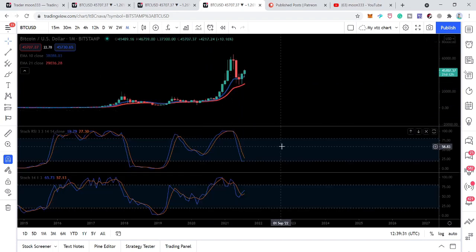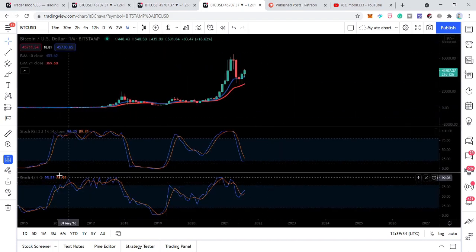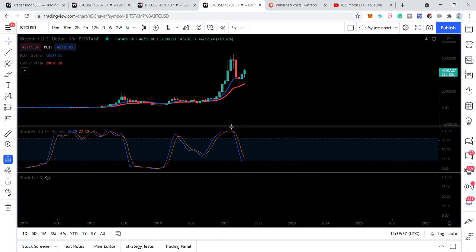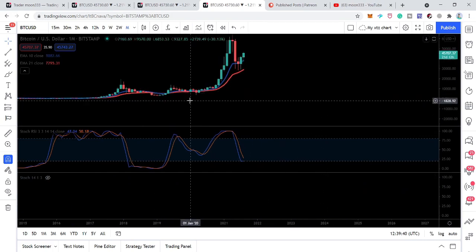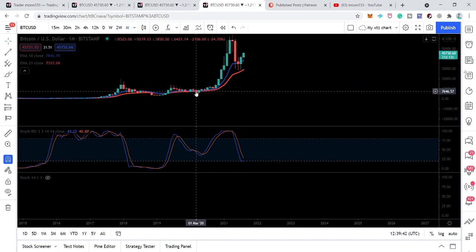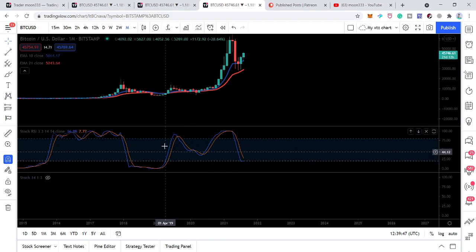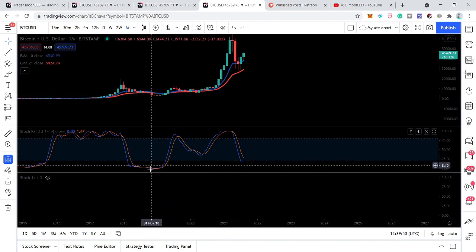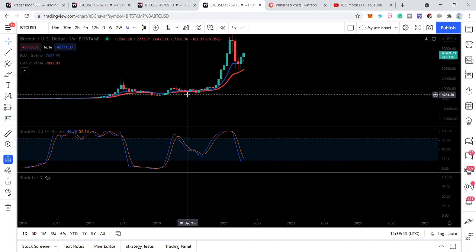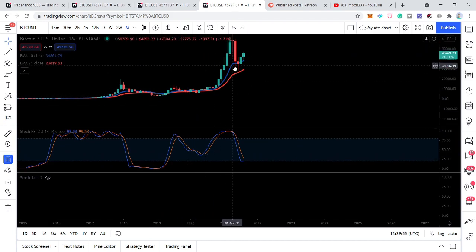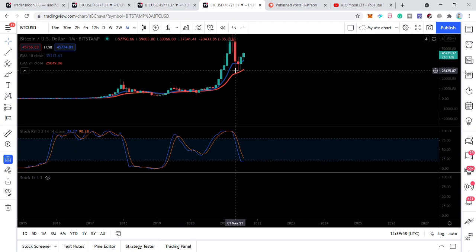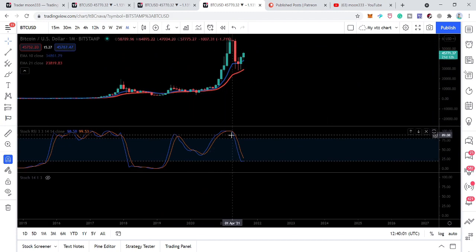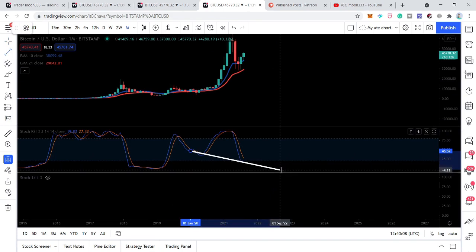I have placed the stochastic RSI oscillator here, and let me first remove it. Now we can see that the price action rallied on the monthly time frame, and the price line formed a higher low than the previous low, and the stochastic also formed a higher low than the previous low. Now the price line has again rallied, and here the price action has formed another higher low than the previous low. But look at this, the stochastic RSI has formed a lower low than the previous low. If I place this trend line, then it will be more clear and visible to you.